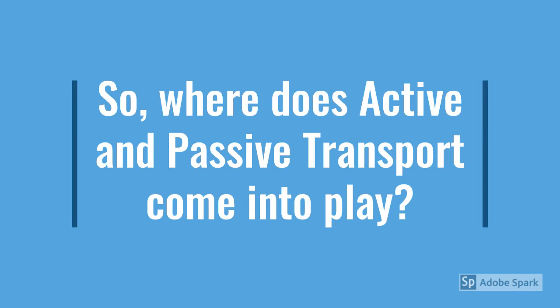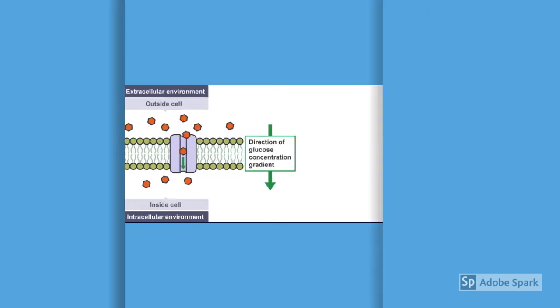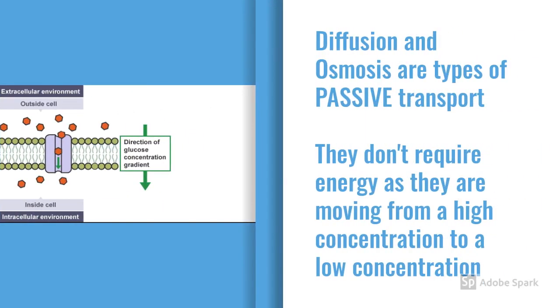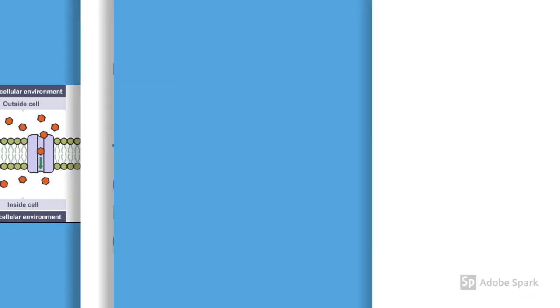So where does active and passive transport come into play? Well, diffusion and osmosis are types of passive transport. Remember, passive transport doesn't require energy, and so diffusion and osmosis don't require energy. To help you remember this, think of a hill. Diffusion and osmosis move from high concentration to low concentration. If you're walking from a high place to a low place on a hill, it's not really going to take a lot of effort or energy.